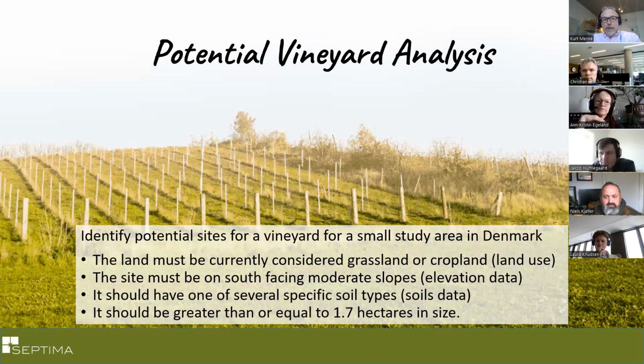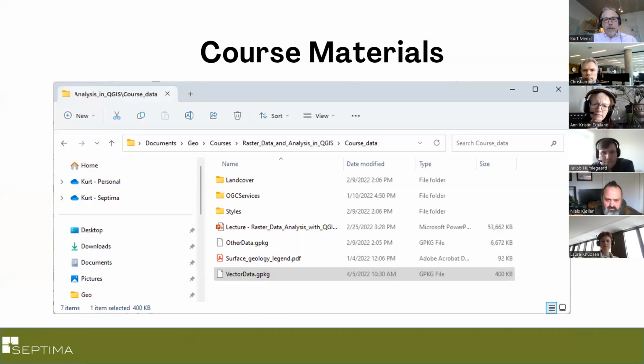We also need the vineyard to have a specific soil type. And we're going to get that from a polygon data set. And then we're also going to have a minimum size for the potential area. So below 1.7 hectares, our customer thinks it's too small. So these are what we're going to use to identify potential sites in a study area.